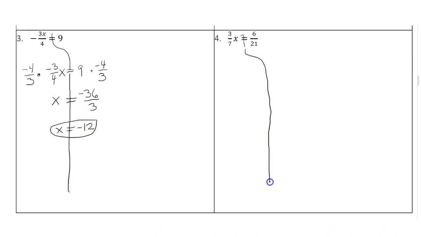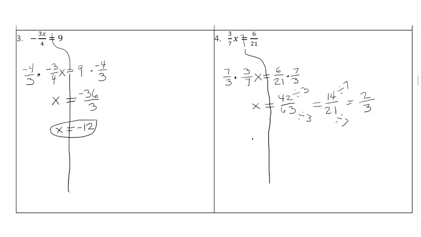Now that you have tried it, check your work. Multiply both sides by the reciprocal of 3/7, which is 7/3. This gives 1x, or x, on the left, and when we multiply straight across, 42 over 63 on the right. Simplify the fraction by dividing the numerator and the denominator by the same number. The simplified solution then is x equals 2/3.